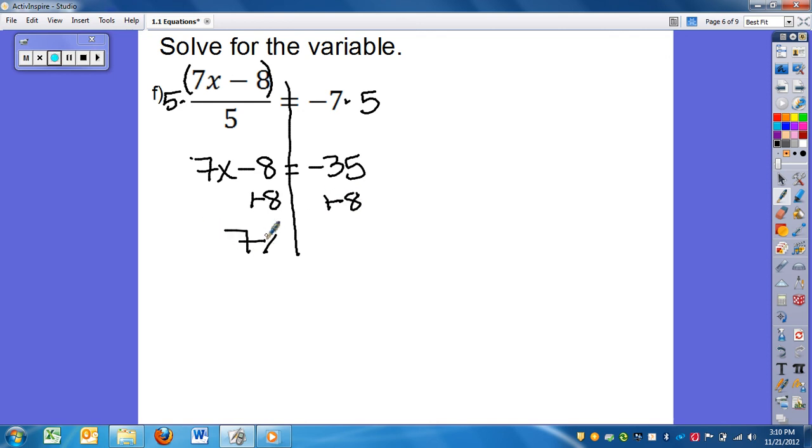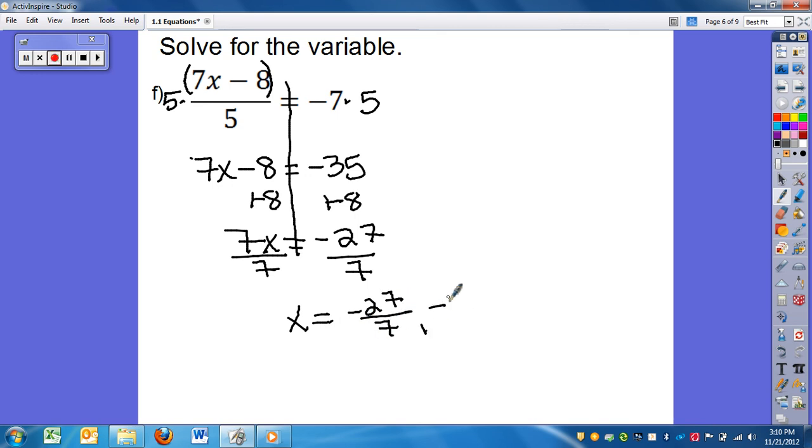I get 7x equals negative 27. Divide by 7. So x equals negative 27 sevenths. Again, you can leave it as an improper fraction. You can make this a mixed number, which is negative 3 and 6 sevenths.